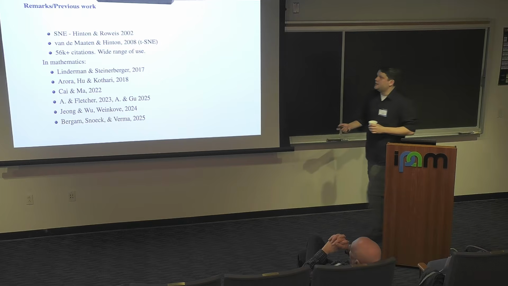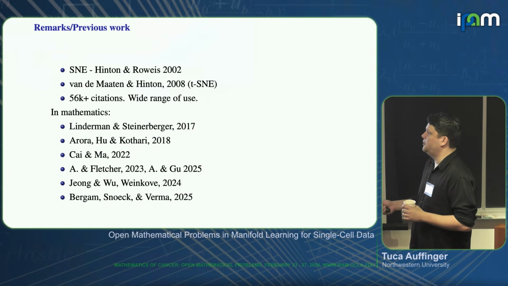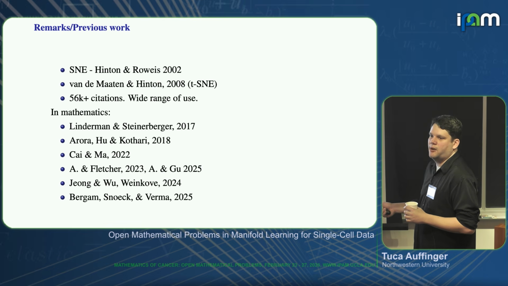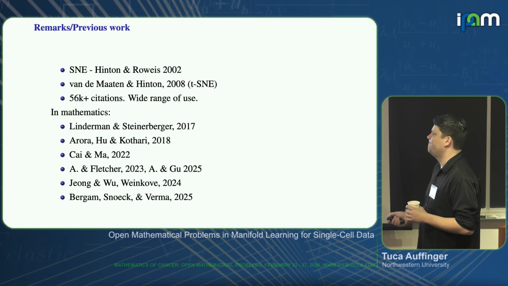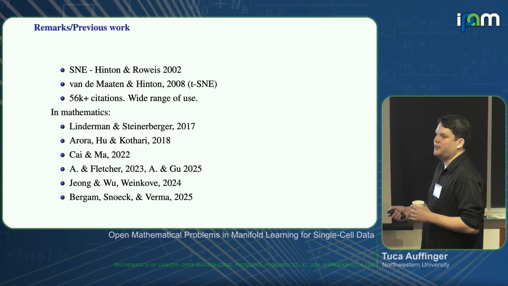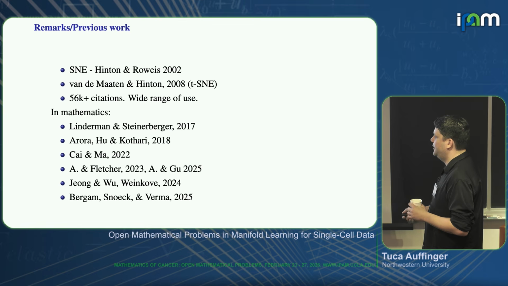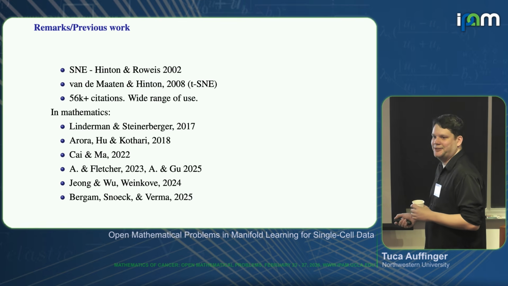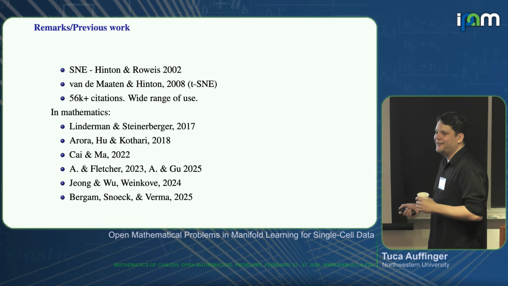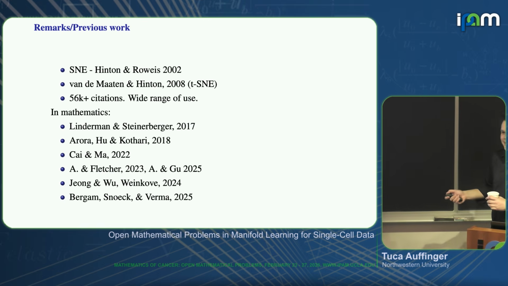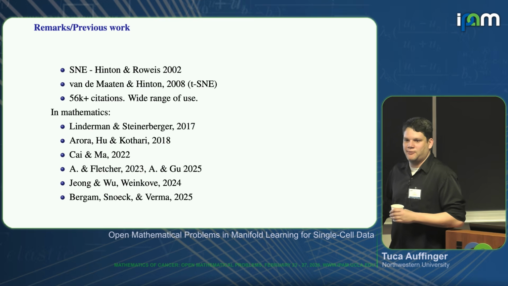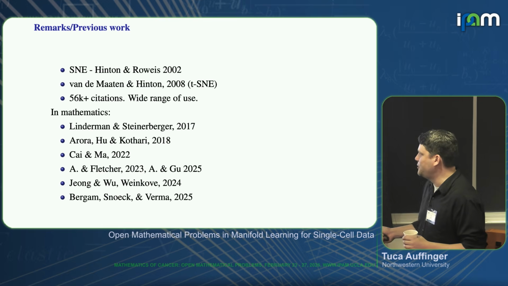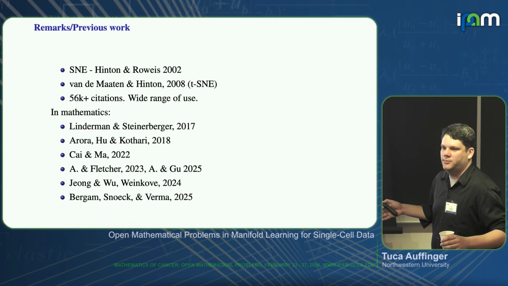Okay. t-SNE, if you go to the paper from Van der Maaten and Hinton, 56,000 citations right now. Wide range of use. In mathematics, there are very few compared to the 56,000. I'm pretty sure that this is a comprehensive list. I apologize if there is a paper that I'm missing, please send it to me. But this is the comprehensive list of mathematics in t-SNE. So mathematicians sort of missed the train somehow.